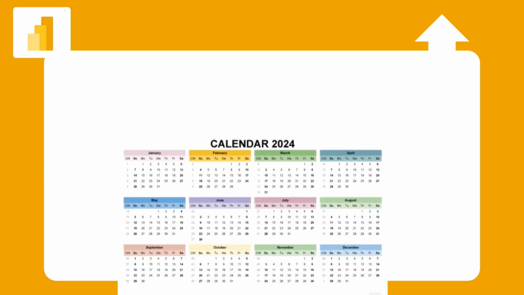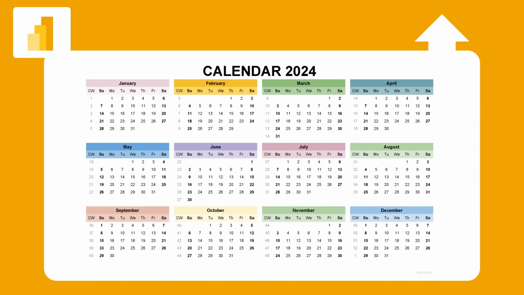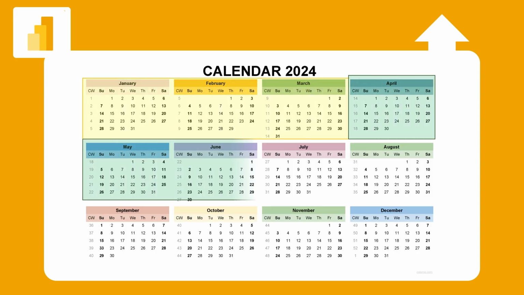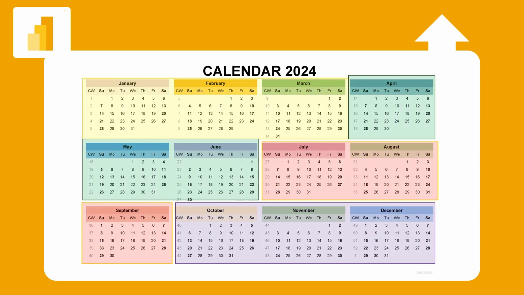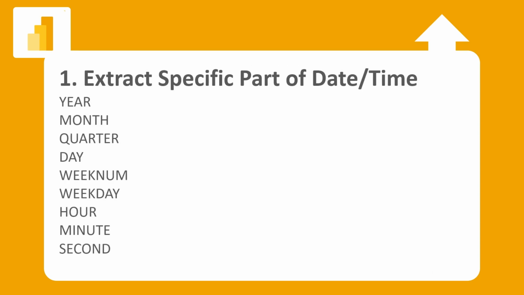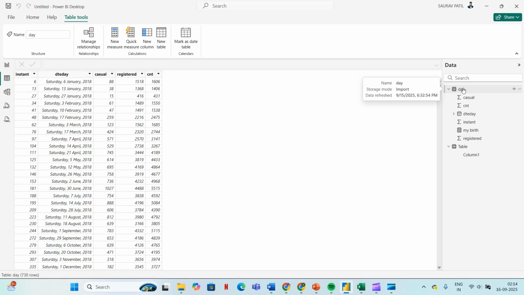Or imagine you are creating a quarterly performance report for your boss, and having the quarter directly in the table makes it easier. That's exactly why these functions are so powerful. With just one formula, you can quickly pull out a specific element from your data. And trust me, once you start using these, your analysis becomes way smoother, way faster. Alright, let's start with the first date and time function.